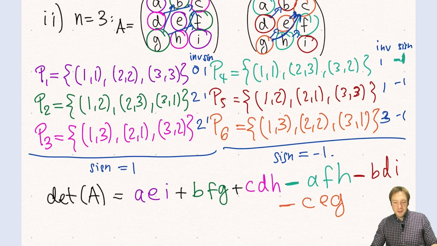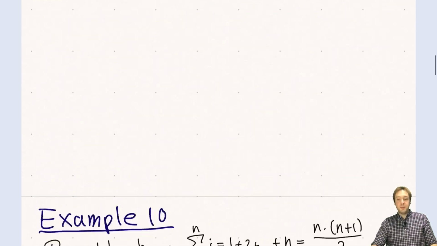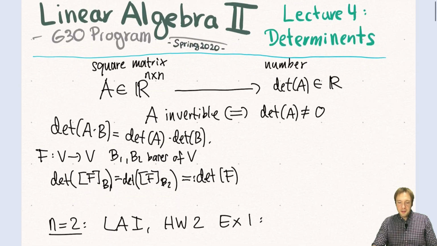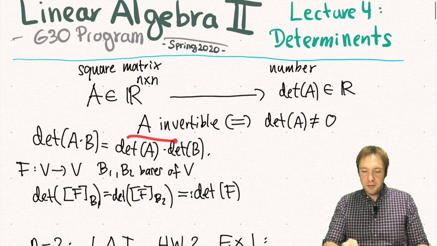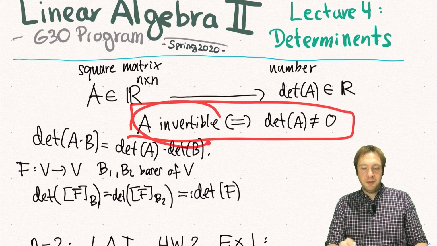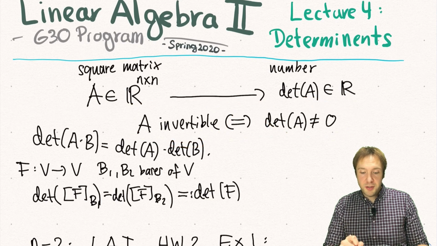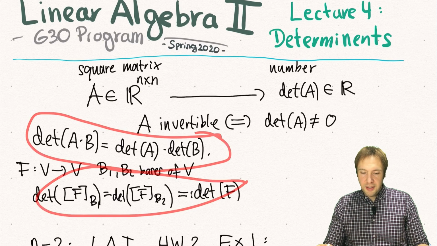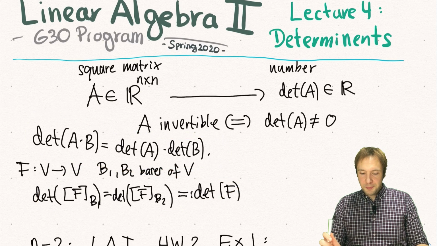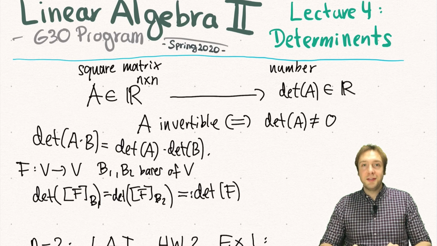Okay, so next time we will start talking about these nice properties. So far we didn't see why this is true here. So why is a matrix invertible exactly when the determinant is non-zero? And also this property here, we will do next time. And yeah, so see you then.